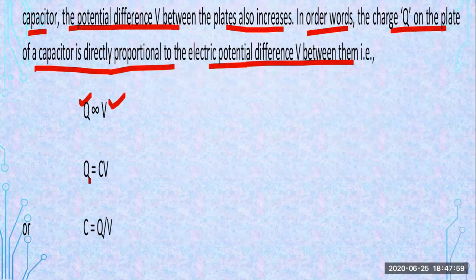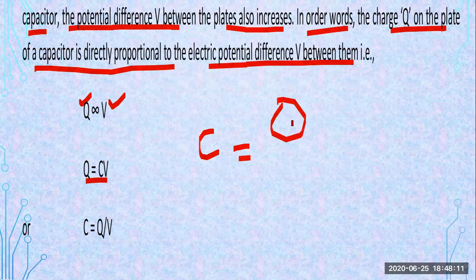So here it is. Q is equal to CV, and this C is the capacitance of the capacitor. C is equal to Q divided by V. This is the ratio between the charges stored on the plate and the potential difference due to these charges. So this is the capacitance. The more the ratio, the more the capacitance. It means the more charges are stored, the more potential will develop, and this is the capacitance of the capacitor.